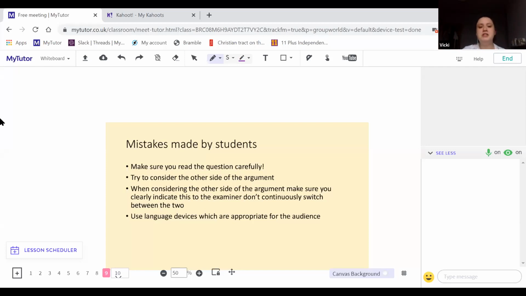And then use language devices which are appropriate for the audience. So I've used rhetorical questions in mine, I've used direct address, but I haven't started with a rhetorical question because that's not really how you format a letter. Emotive language with letters can be used, but don't go overboard because you're throwing it directly at one person rather than a wider audience.